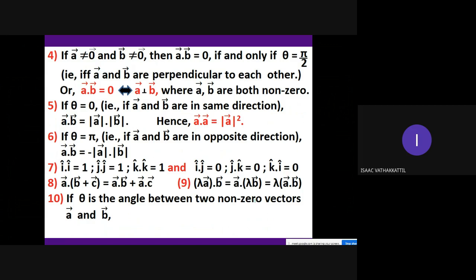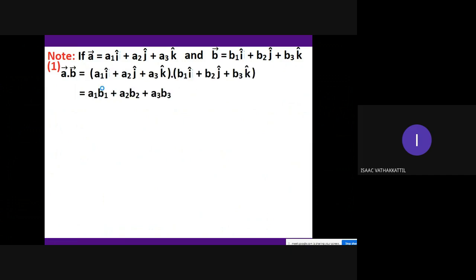If theta is the angle between two non-zero vectors A and B, then cos theta will be A dot B upon magnitude A magnitude B. Now look, very important point. If A is A1 I plus A2 J plus A3 K, and B is B1 I plus B2 J plus B3 K, then A dot B, if you apply the distributive laws, A1 B1 I dot I plus A1 B2 I dot J is 0, J dot K is 0, K dot I is 0, and I dot I is 1. Applying that, it is nothing but A1 B1 plus A2 B2 plus A3 B3.